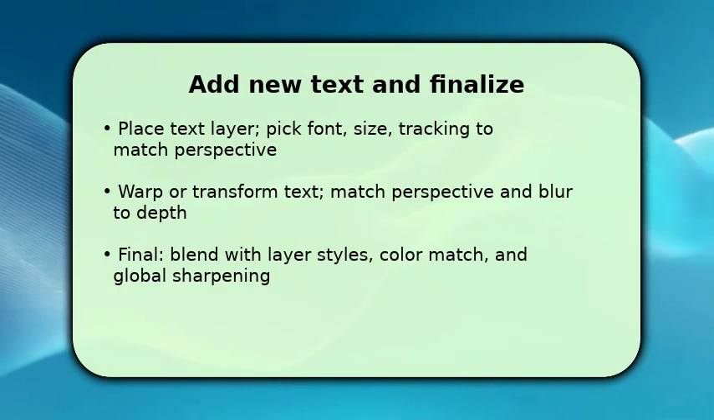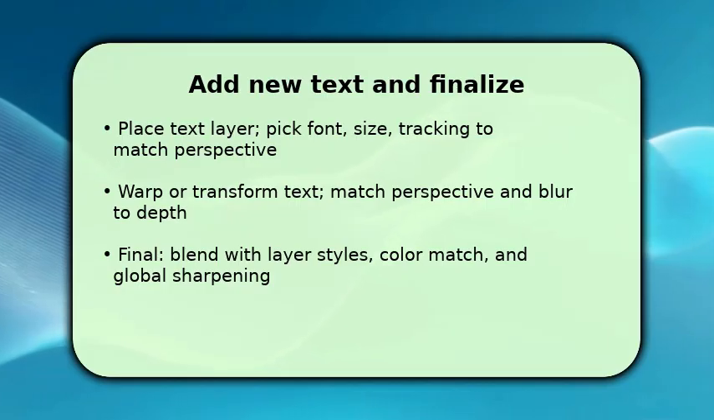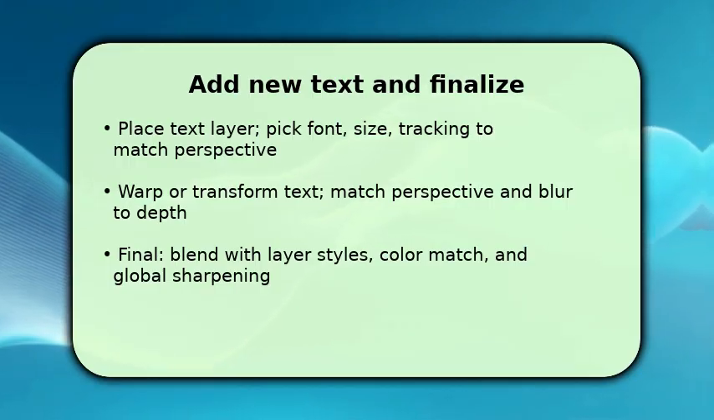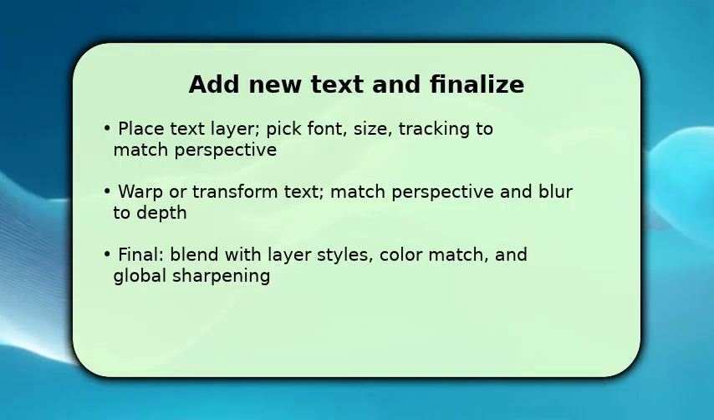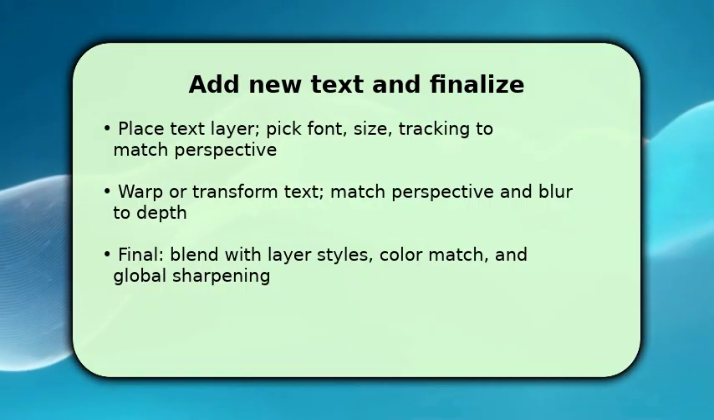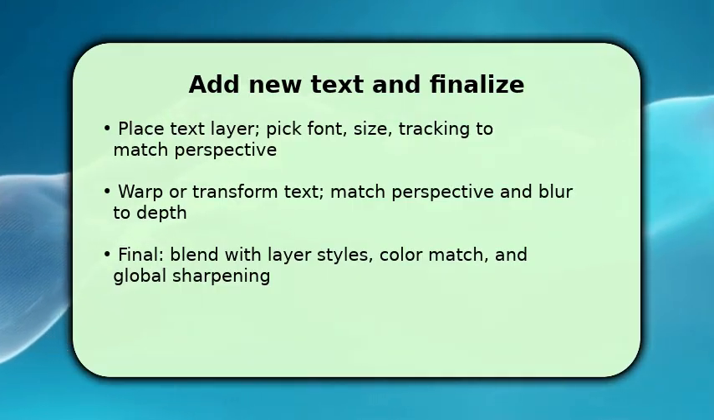Finally, you add new text on its own layer and choose a font and size that match the scene, set tracking and leading to mirror original spacing. Once placed, transform the layer. Use perspective, distort, or warp to align with plane and apply slight Gaussian blur if background depth requires it. Then blend using overlay, multiply, or color dodge as needed and tweak color balance to match ambient tones.